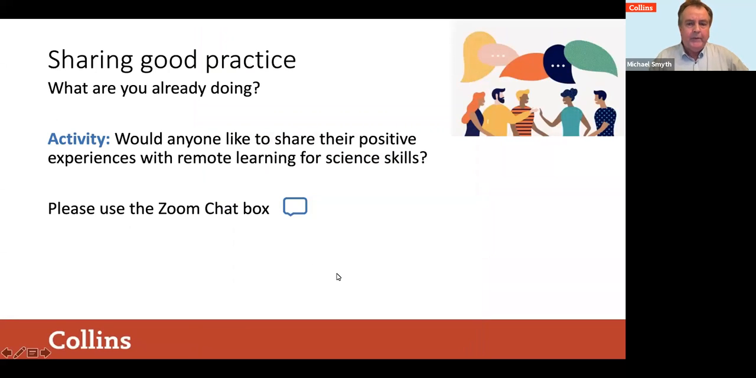So we've talked about what it's possible to do in terms of supporting these skills remotely. Students at home don't have access to a lab. What we'd like to find out now is what you're already doing. We've seen some of you have been remote teaching. Would anyone like to share some ideas in the chat box about what they've been doing that's been particularly successful?